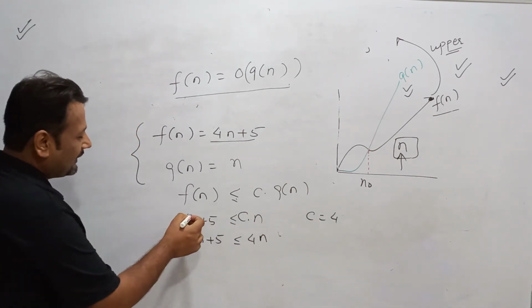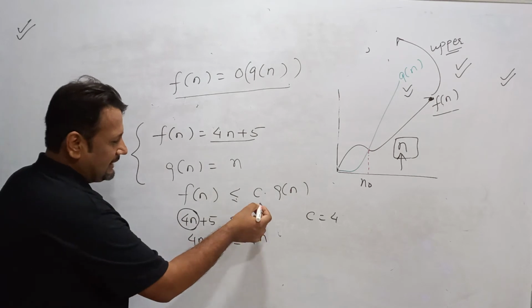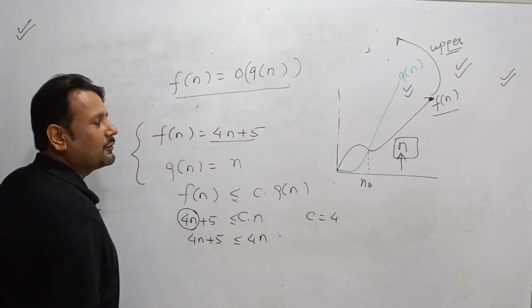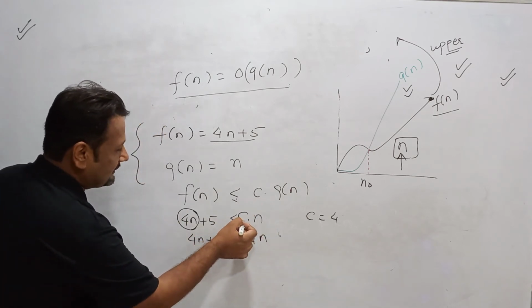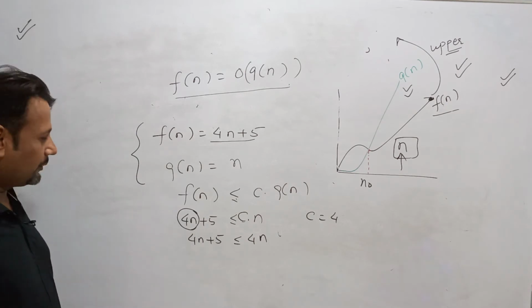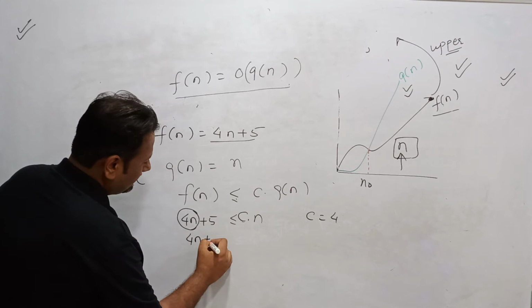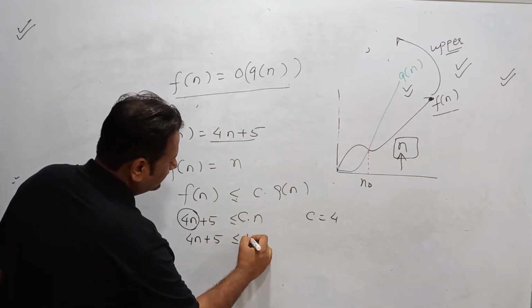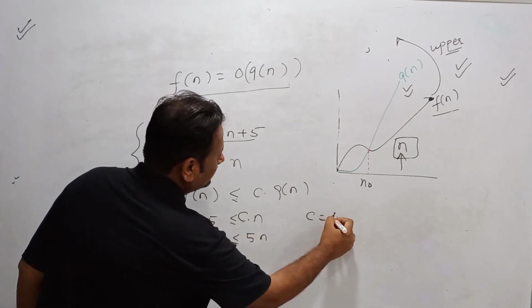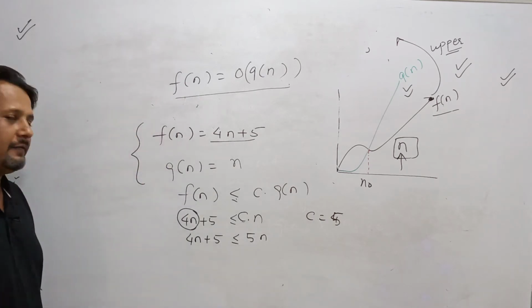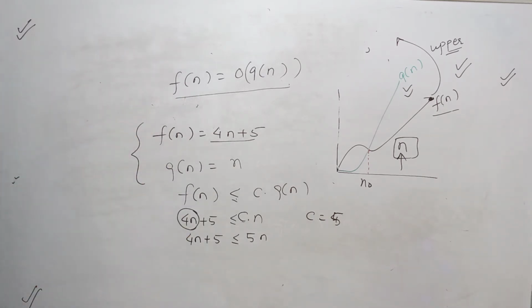You can understand, if the left hand side is having 4n, the right hand side is minimum supposed to have 4n plus something. That means this should have which value? More than 4. So let me take 5. So 4n plus 5 is less than or equal to 5n. So the c value we have taken is 5. Is it true now?